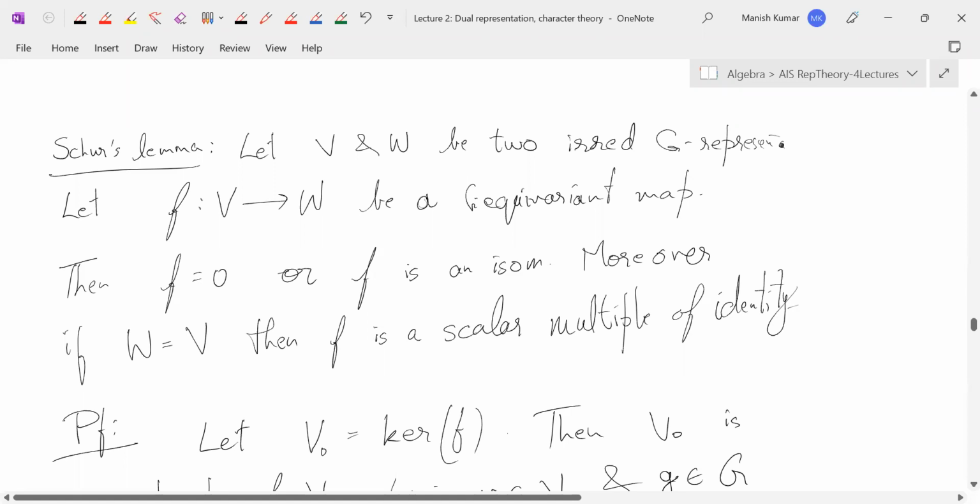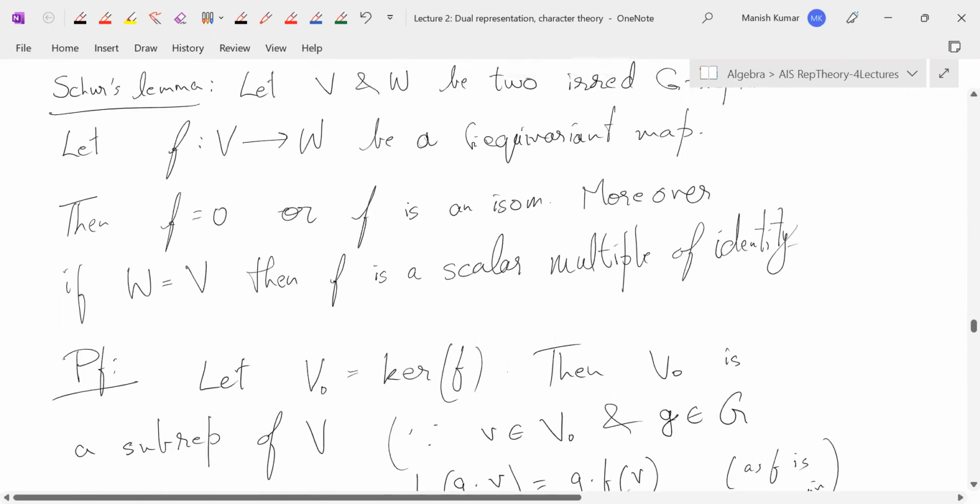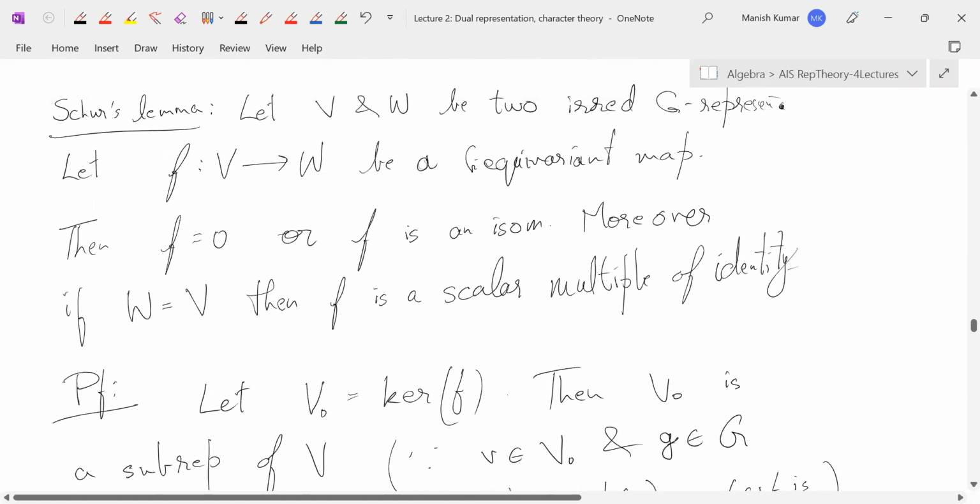Okay, so does the statement make sense? If you have two irreducible G representations, V and W, where irreducible is very important, and you have a G-equivariant map, it has to be either zero or an isomorphism, and if you identify W with V, then it's a scalar multiple of the identity. Okay, so let's see a proof.